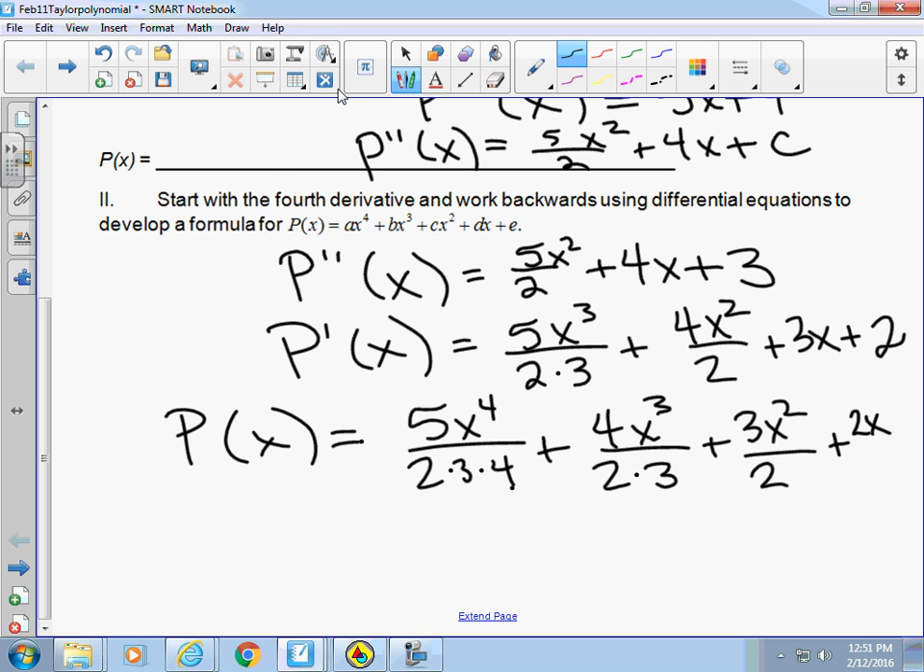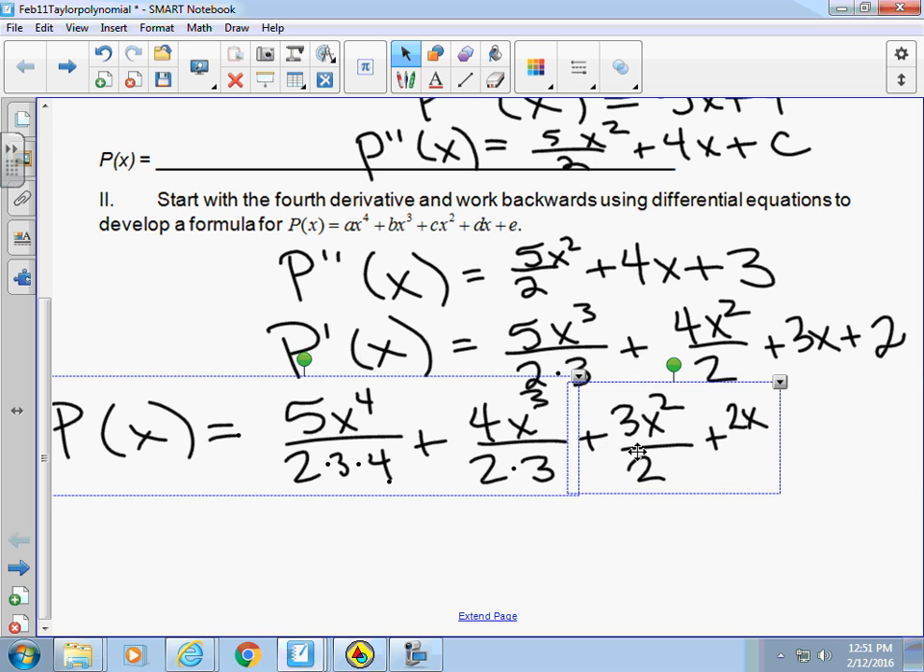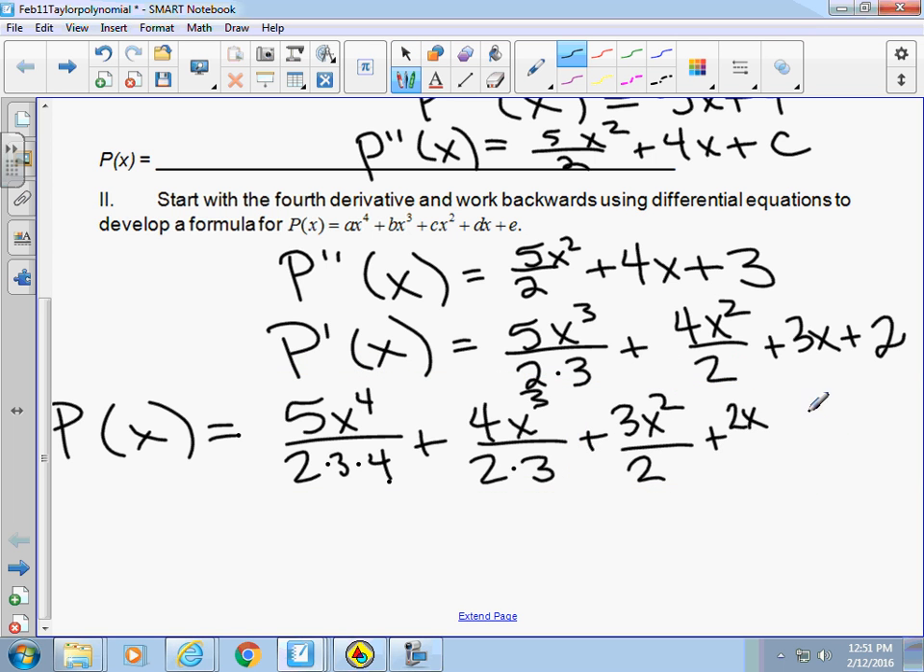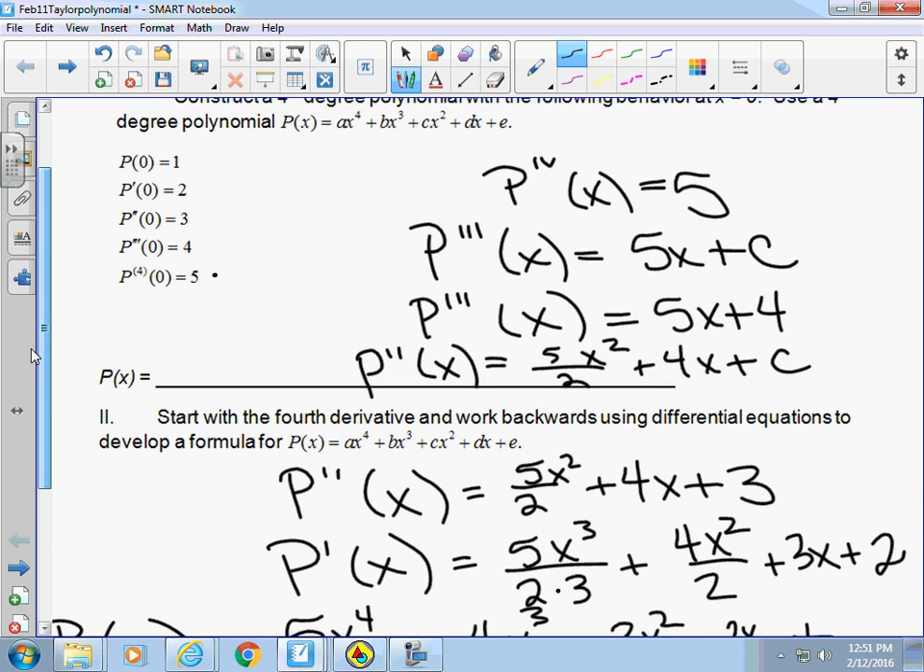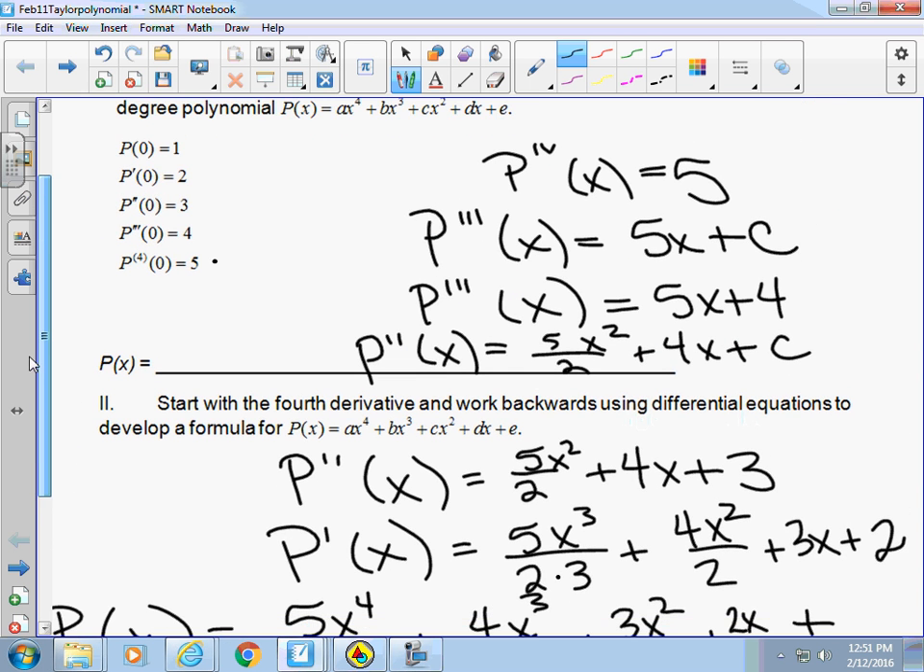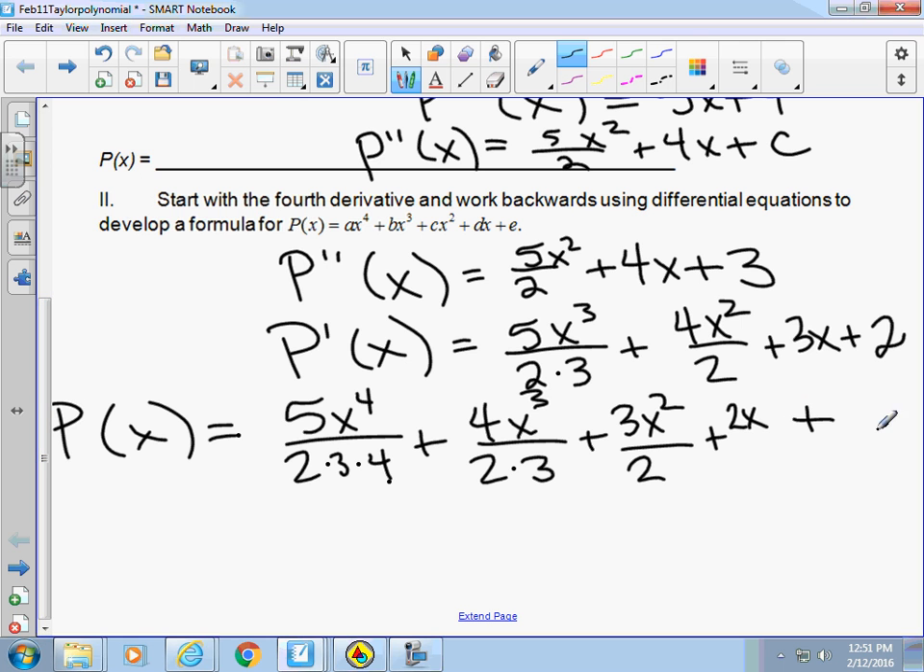Plus C, and what would the C be on this one? 1. What? I put plus E. Oh, that's just not E, the number E. E and another constant. A, B, C, D, E constants. Okay.